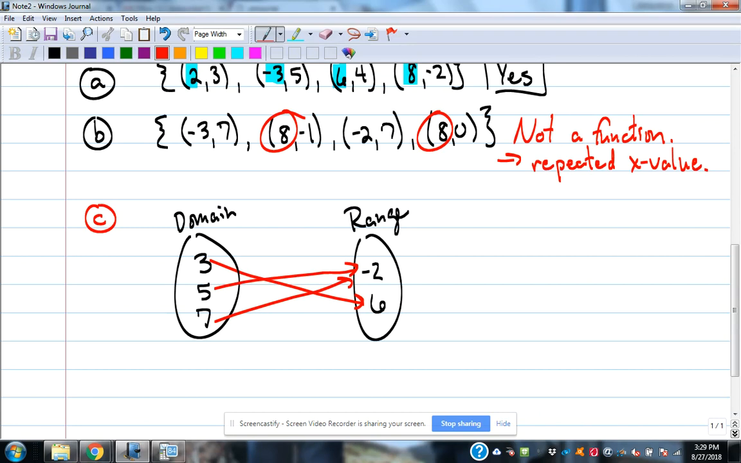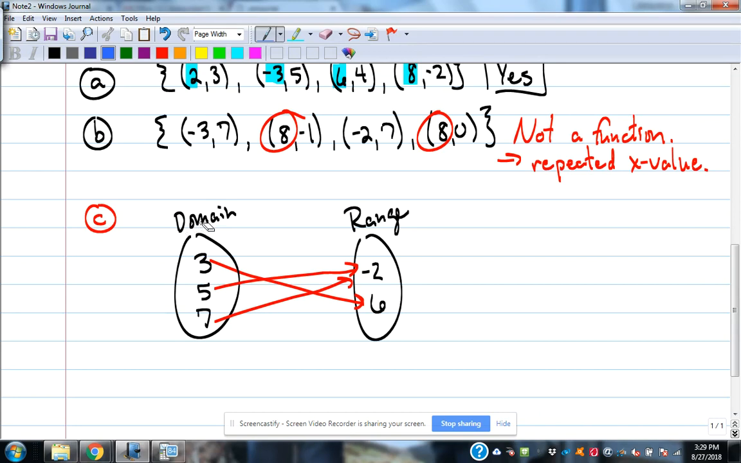So what we're looking for here is, is this a function or not? So we're looking for what to repeat if it's not a function. If x's repeat, it's not a function. Where are the x's in this problem? In the domain bubble or the range bubble?